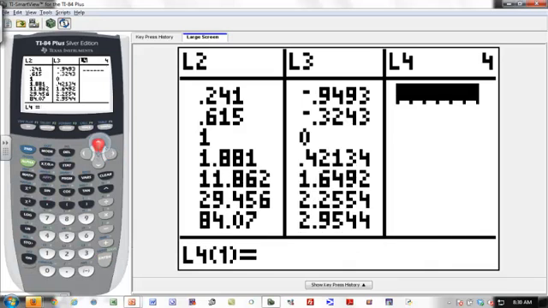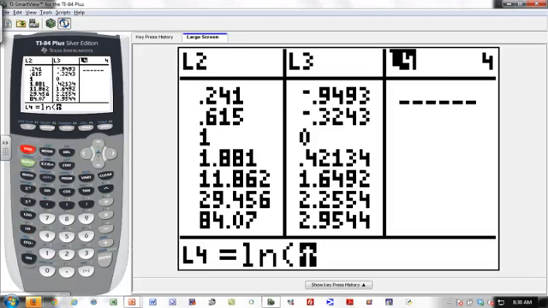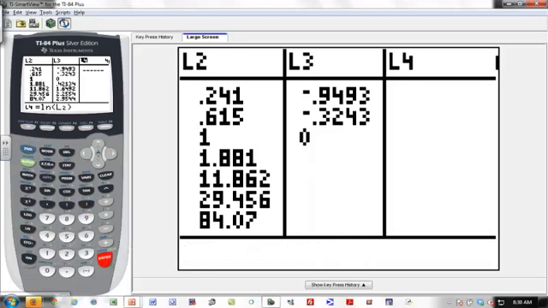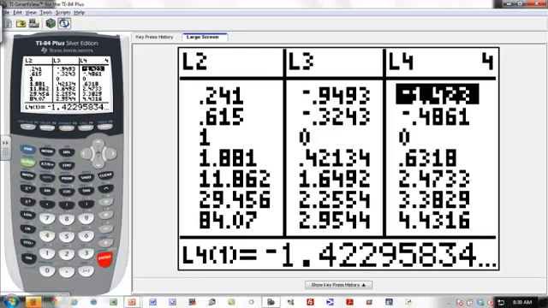I want to do the same thing with my Y data. So I go in the header of L4, natural log of L2. So now L3 and L4 are filled with natural log of X and natural log of Y. And now I'm going to ask the same questions that we've done before. Are those two data sets linear?